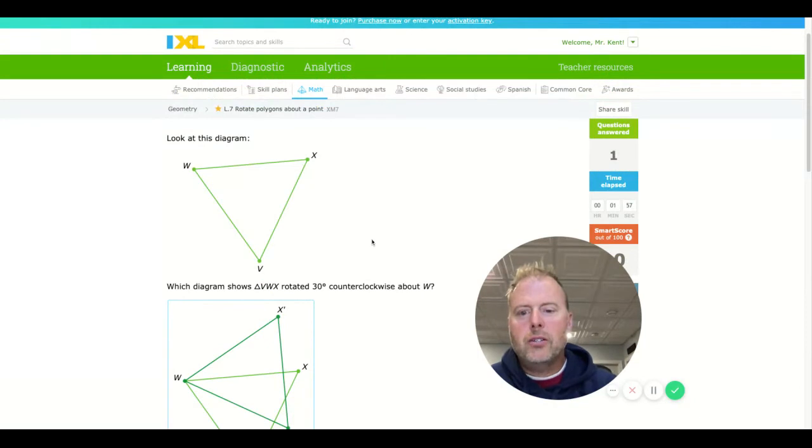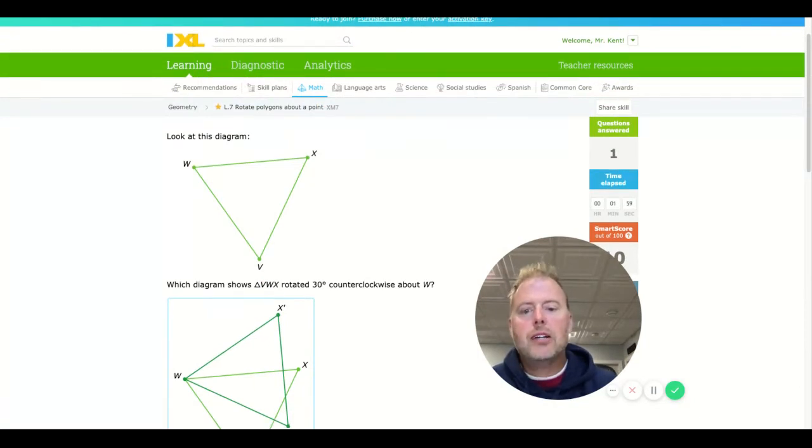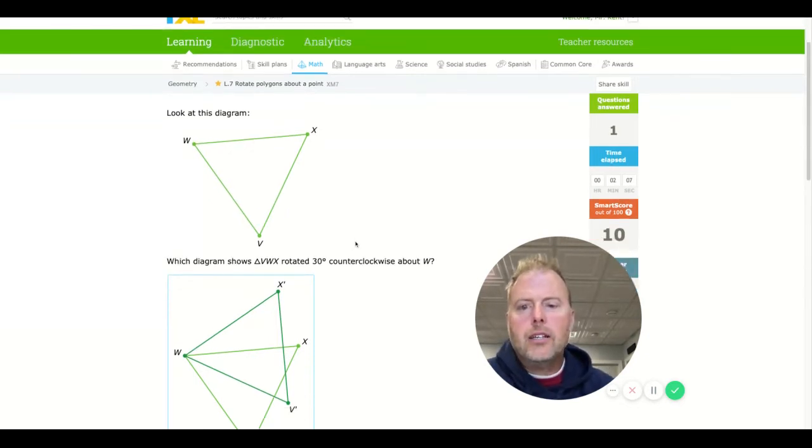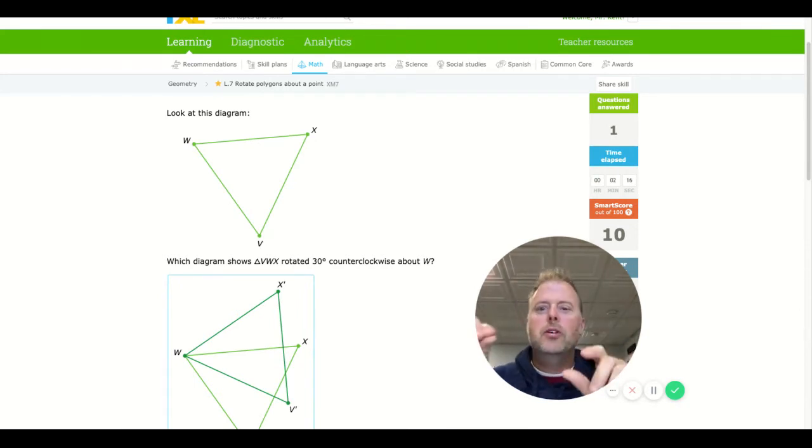Now we have a triangle, and we're going to rotate it 30 degrees counterclockwise about W. So again, W is going to stay where it is. The other points are going to move. So if I had a piece of paper and a pencil, and I held my pencil on W, and I just spun this triangle around W, you know that X would be moving about 30 degrees this direction and V 30 degrees that direction.